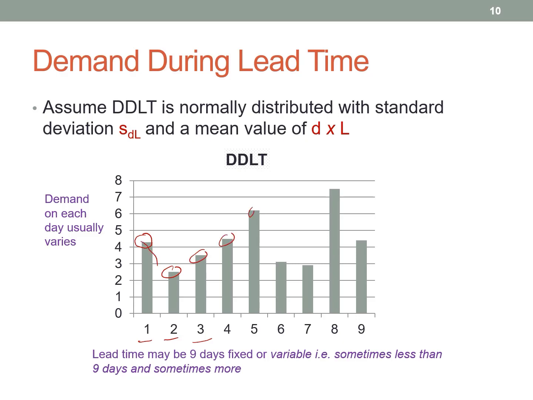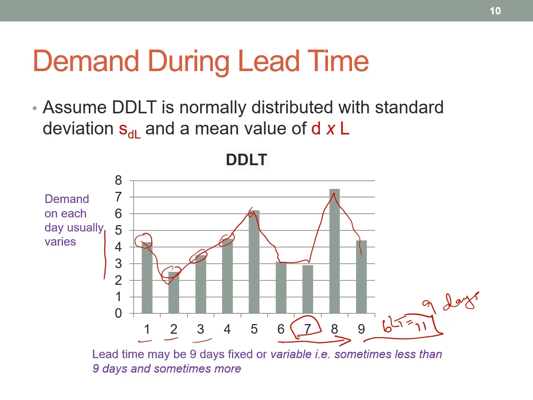So we can see that from day to day, the demand varies. Some days have higher demand, some days have lower demand. Also, on this order, the lead time was 9 days, but that is not a constant. Sometimes it could be 7 days only, sometimes it may take 11 days, right? So there's variability along the x-axis, how many days it takes to get the order, and there could be variability on the y-axis, how much demand there is on each of the individual days, right?